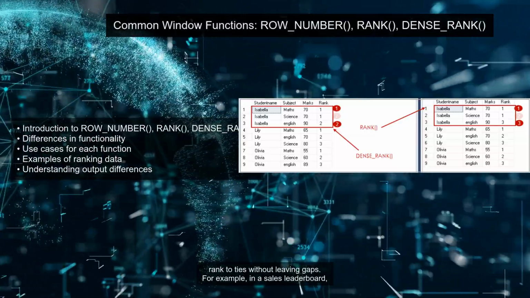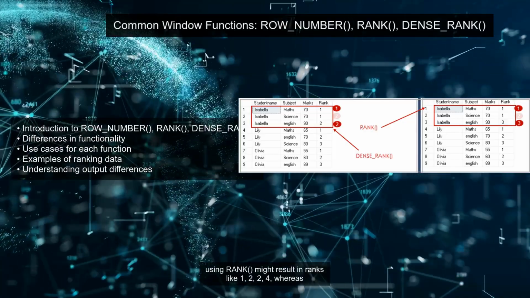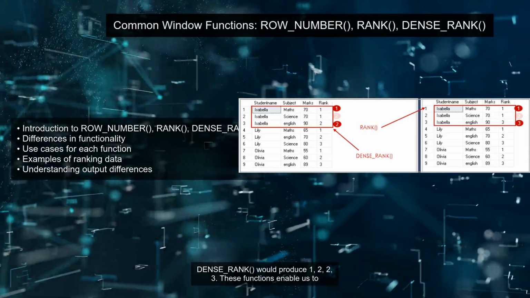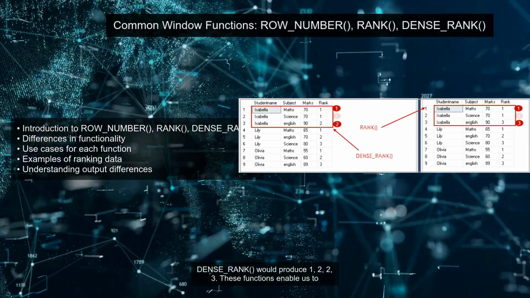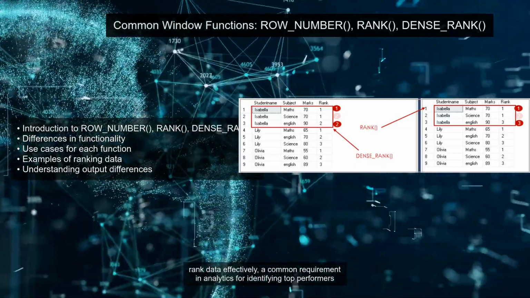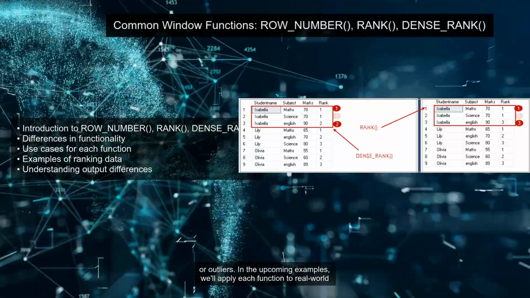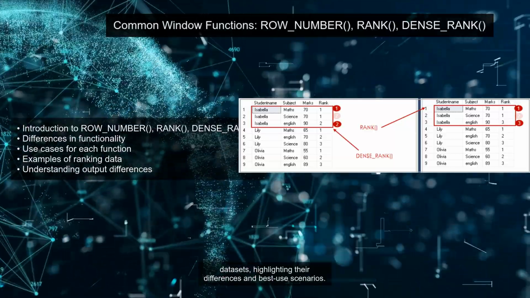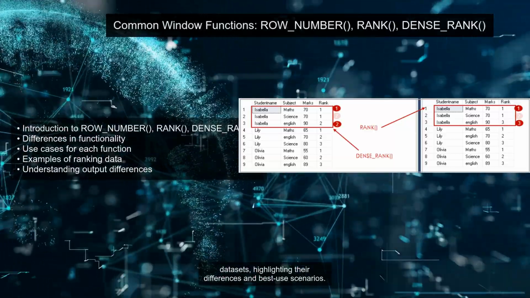For example, in a sales leaderboard, using RANK might result in ranks like 1, 2, 2, 4, whereas DENSE_RANK would produce 1, 2, 2, 3. These functions enable us to rank data effectively, a common requirement in analytics for identifying top performers or outliers. In the upcoming examples, we'll apply each function to real-world datasets, highlighting their differences and best-use scenarios.